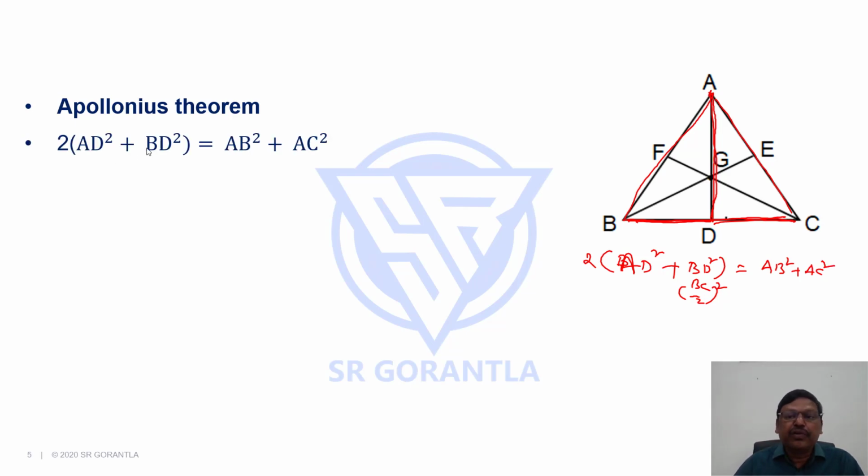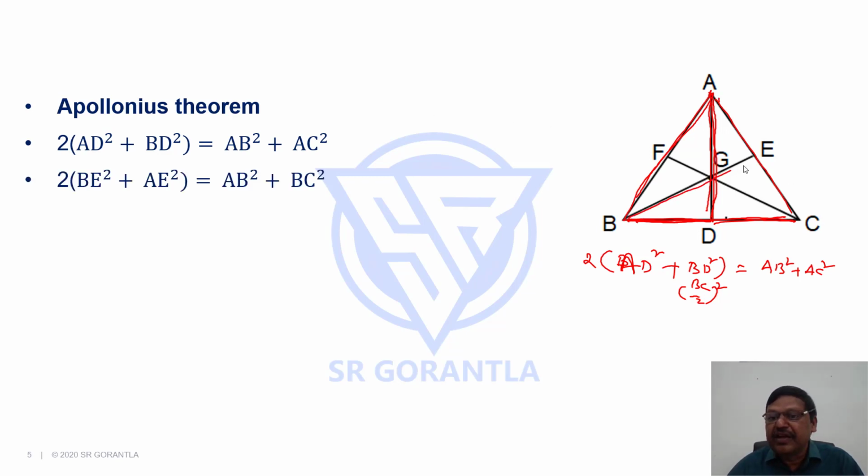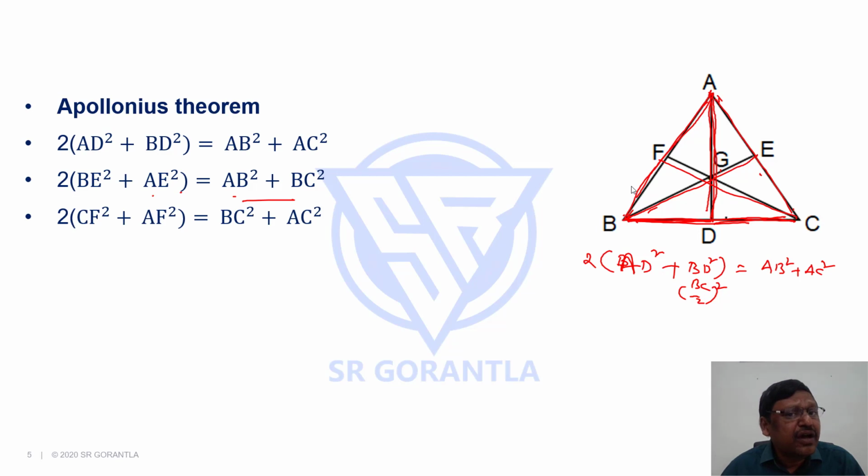You can see 2 into AD square plus BD square, that is half of BC square, equals AB square plus AC square. If I draw the other median BE, 2 into BE square plus, it is drawn to AC, half of that, that is AE square, equals, from which vertex? From B, BA, that is AB square plus BC square. Similarly, the third one, 2 into CF square, it is drawn to AB, half of AB, that is AF square, equals CA square, that is AC square plus BC square. So this is how we find the median length using this Apollonius theorem.